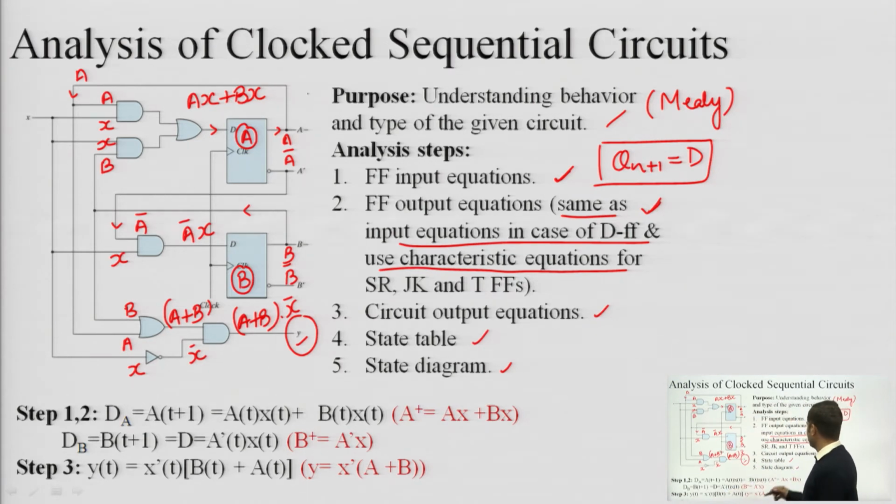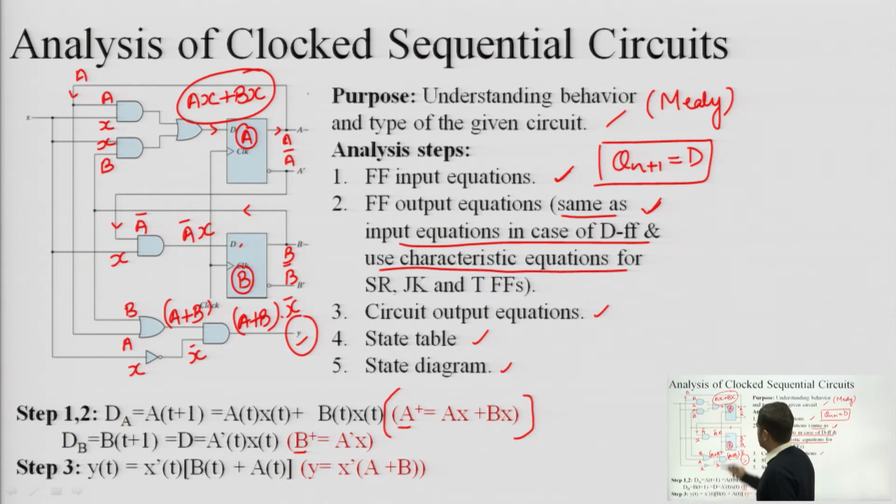So the only thing is we have to mention the flip-flop output. If I am denoting the previous output as A and B, then the next stage output will be A plus and B plus. So A plus is the next state equivalent of A, and B plus is the next state equivalent of B. Okay. So this we have already calculated, AX plus BX. Similarly, this is A bar X.